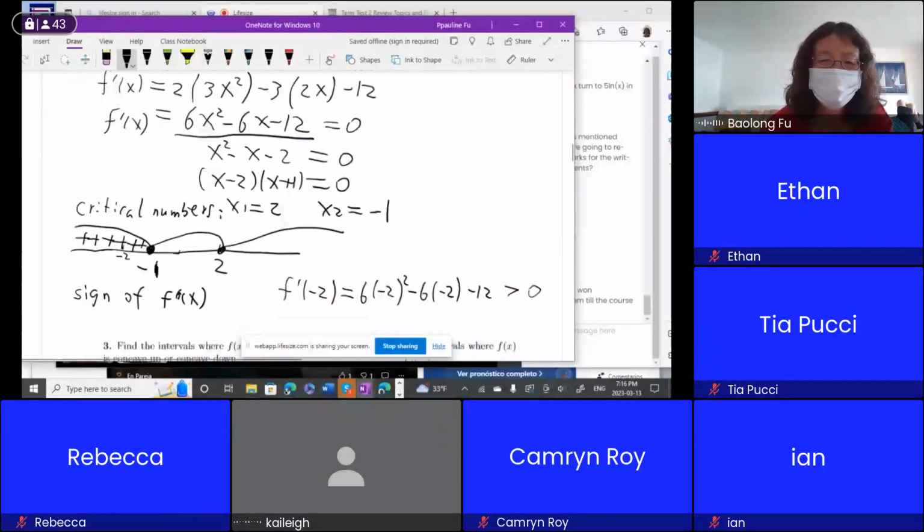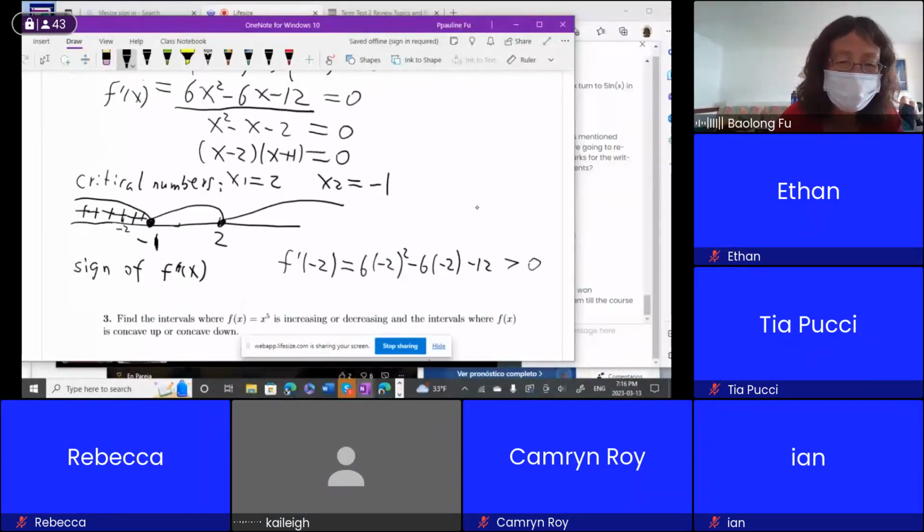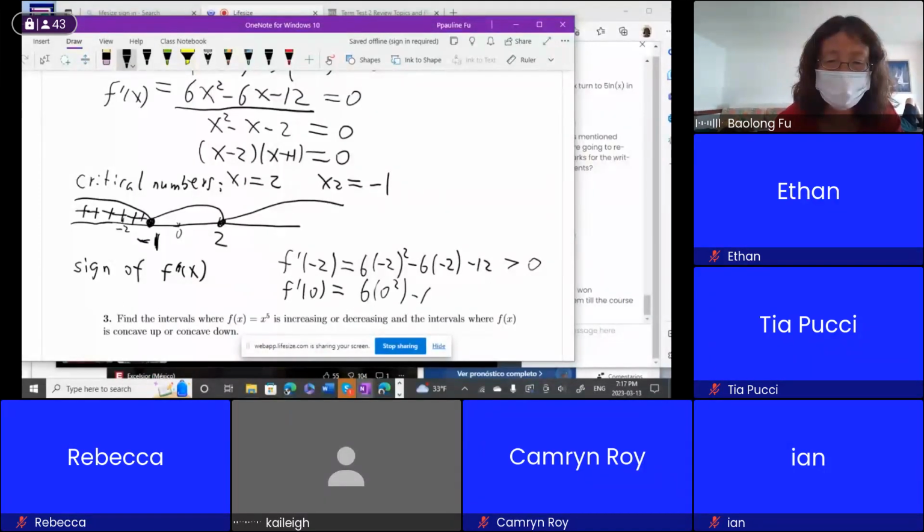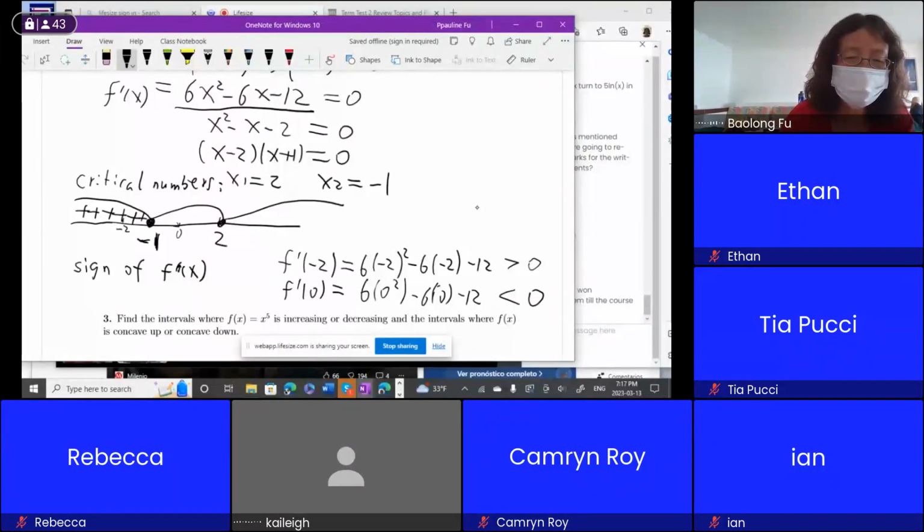Next, let's take a number from negative 1 to 2. Take any number, so let's say take 0. So f prime of 0 equals 6 times 0 squared minus 6 times 0 minus 12, and this number is smaller than 0. So the sign of the first derivative between negative 1 and 2 is negative.